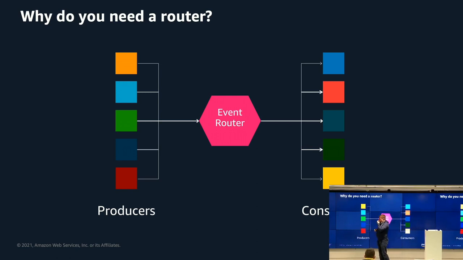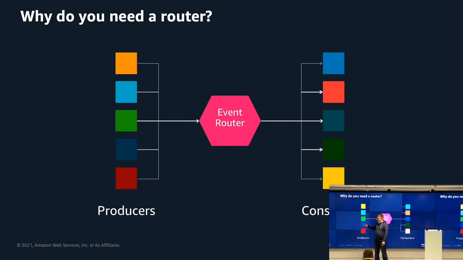So that allows you to abstract producers from consumers completely, right? And the task of the event router is to route these events, as you can imagine. So basically, the event router is responsible for delivering these events to the consumers who are interested in them, based on some set of rules, as an example.